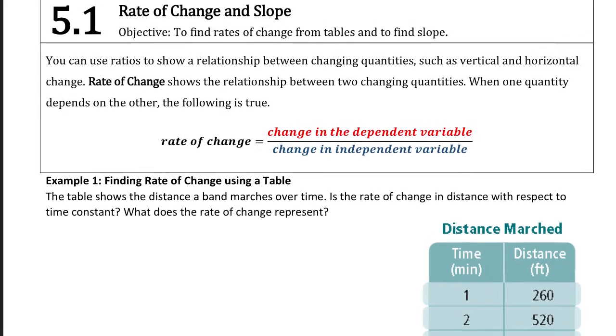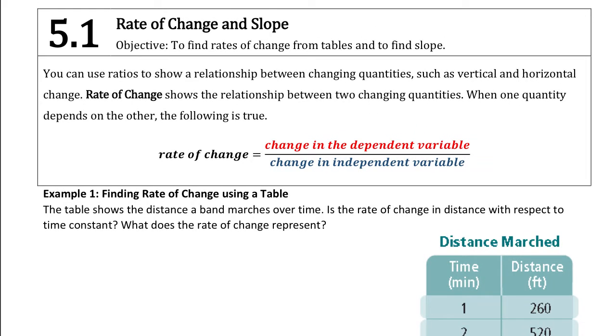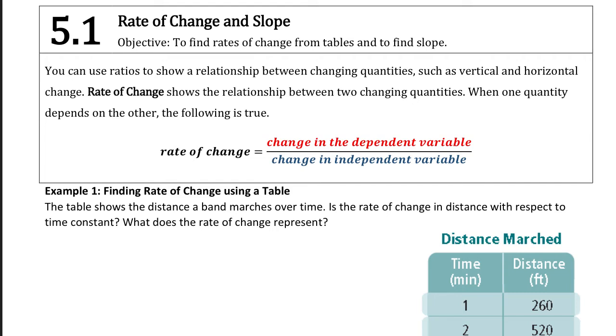Unit 5, Lesson 1. This lesson is the start of our last unit of this semester. So this unit builds on what we talked about with functions, but this more specifically talks about linear functions. So functions where when we graph them, it represents a line. So the first thing to understand linear functions is what's called rate of change or slope.